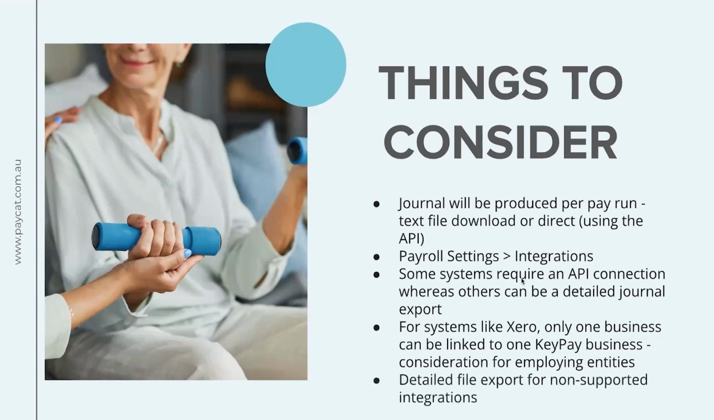Now, I usually go with, as I said, detailed file export if you see something that's not supported. So if you're using something industry specific, like a transport's GL or something in councils or something like that, you can just choose a detailed file export and it'll give you a very generic output that you can usually manipulate with some ease and import the journal into your system.